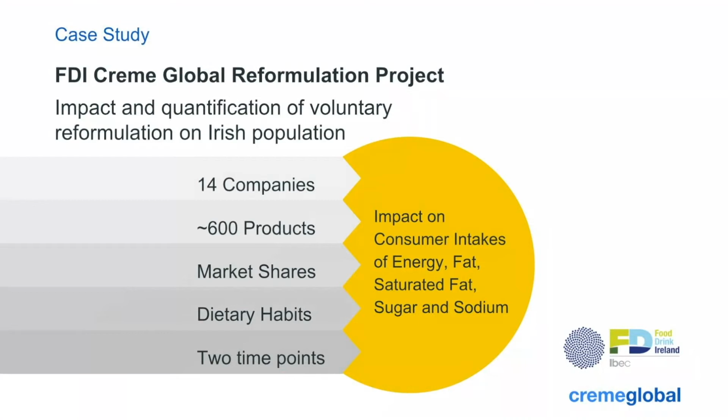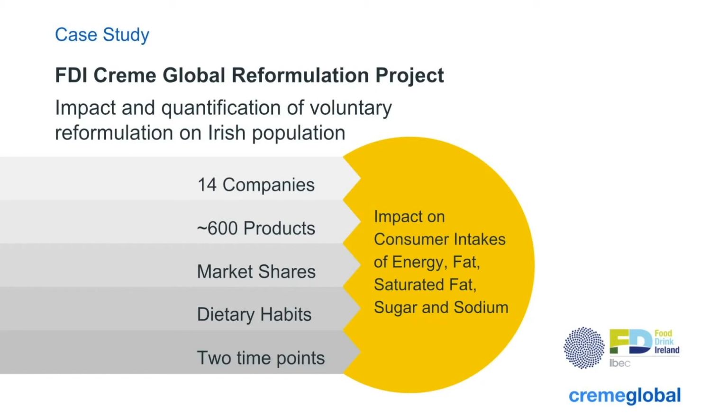Then some case studies we've done here in Crown. So the first one I'm going to talk about was with FDI. So this is Food Drink Ireland. It's a trade association of the food and drink companies in Ireland. So their members have made significant effort to reformulate products in recent years, and this is an important step in tackling public health issues. And so we aim to see the impact and to quantify these reformulated products on the Irish population. So we looked at 600 products from 14 FDI members and examined how this impacted energy intake, fat, saturated fat, sugar and sodium.